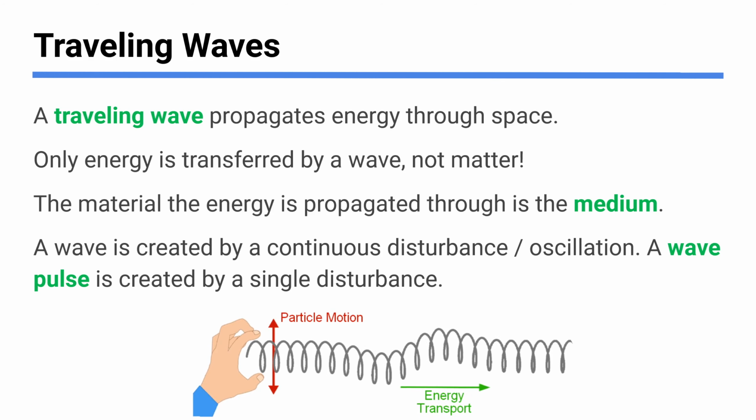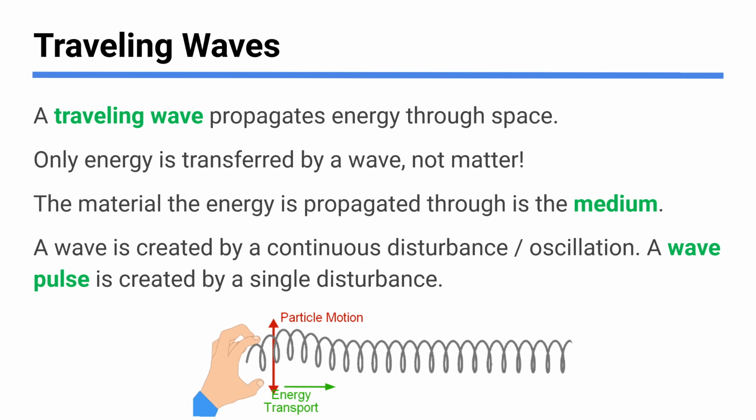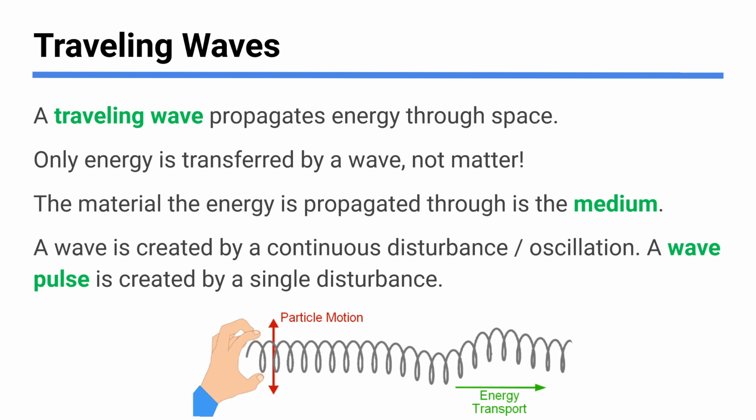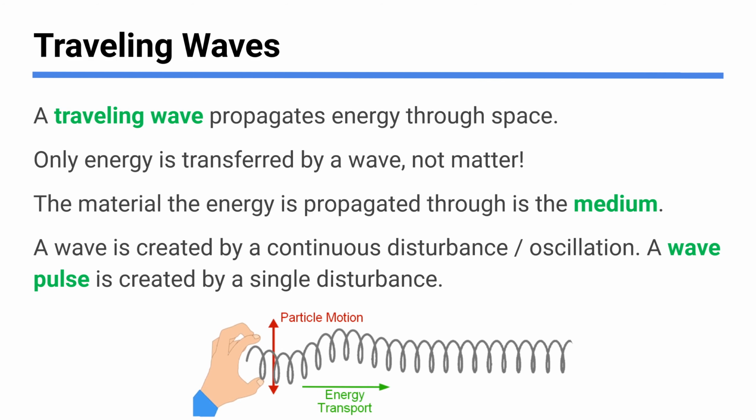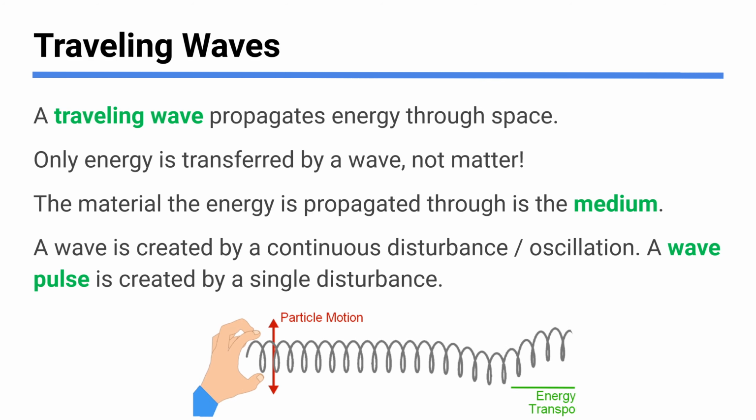Sometimes you'll see something called a wave pulse. So take a slinky like so and just vibrate it back and forth once. That's really a wave pulse. A wave is a more continuous, constant thing. But either way, you're doing the same thing, which is carrying energy from point A to point B.